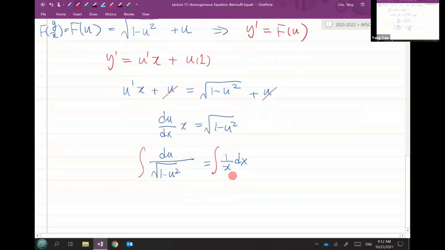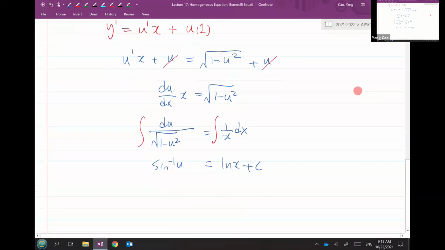So this side integration is fairly straightforward. You get ln x, plus constant. Now this side here, you do need to probably remember some formulas. So this is basically arc sine, which gives you that result of the derivative. All right, so finally, you solve for the u, and u equal to sine of ln x plus the constant c.